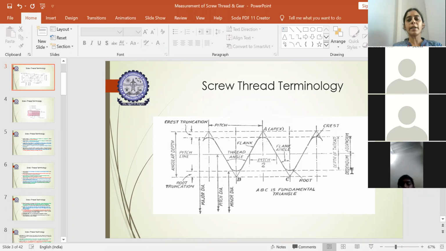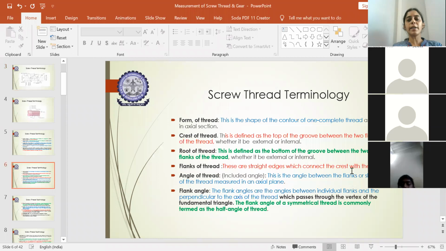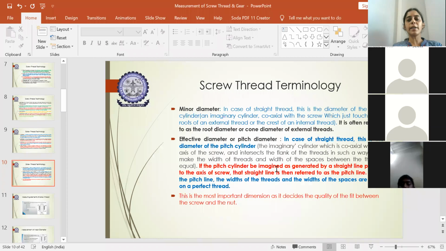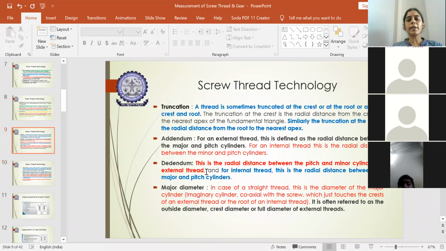And this is called the dedendum. Dedendum is also the radial distance between the pitch and the minor cylinder for the external thread, and likewise for the internal thread. So this is called the dedendum.